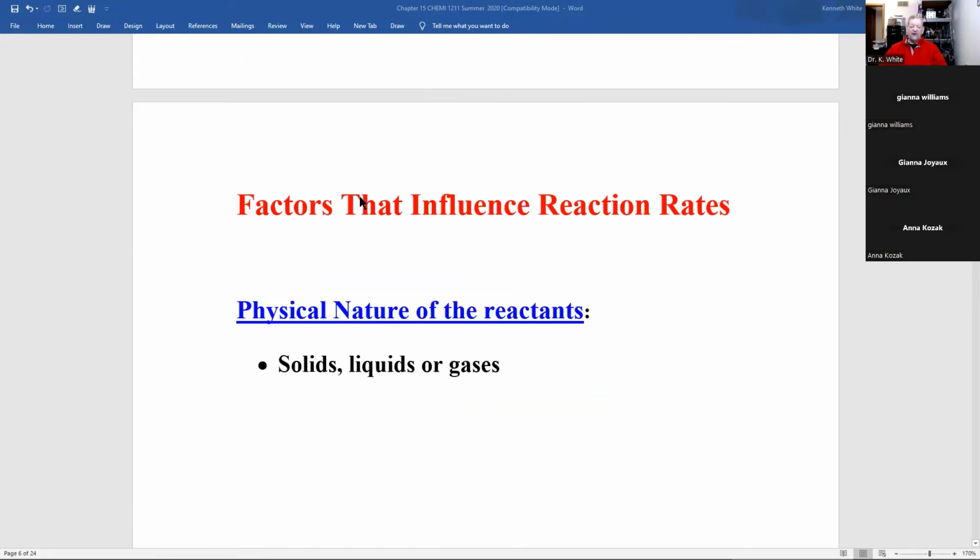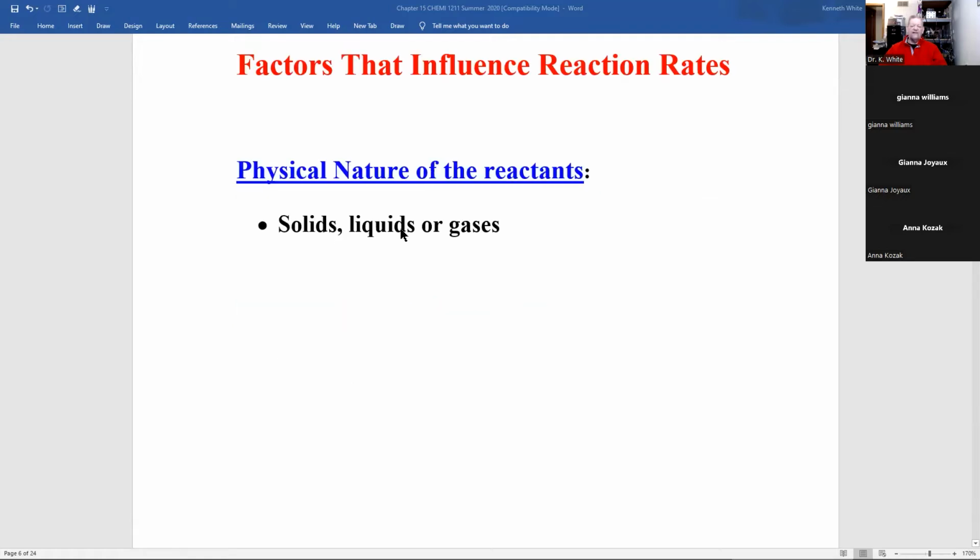And turns out knowing reaction rates is very important. Now, what can influence the reaction rate, how fast or slow a reaction goes? You should be familiar with these. Hint, one is the nature of the reactants.